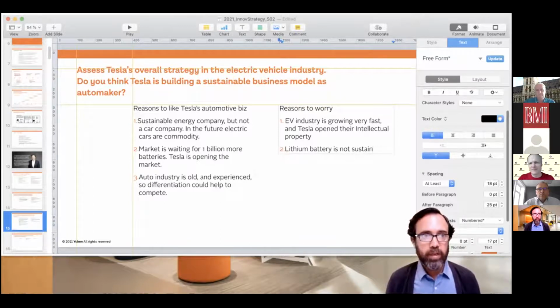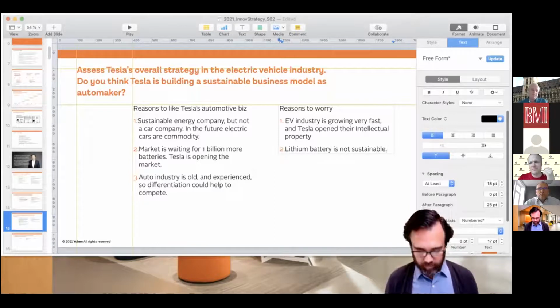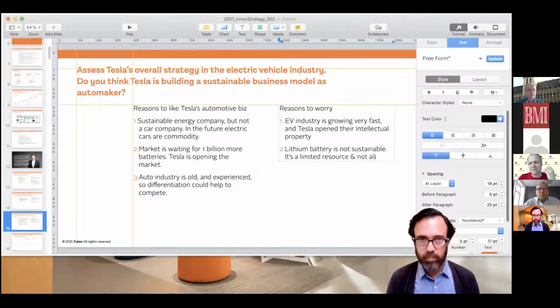Now, we're talking here about a sustainable business model, right? Not only the sustainability of the thing, but even then, we have lithium. It is a limited resource. That's true. I also think it is not aligned with the image, if Tesla wants to be environmentally friendly, and this is just not in line with that.